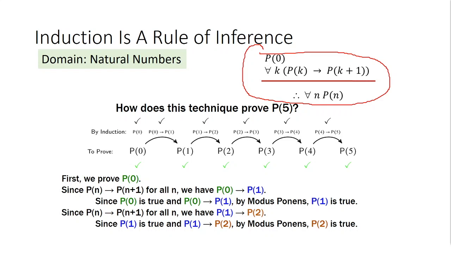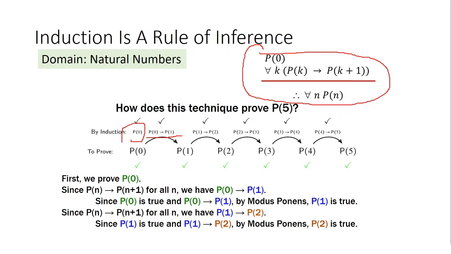So how can I apply this to prove P of 5? First, we have P of 0, that's true, correct? And we have this connection, P of 0 implies P of 1, that is true, correct? So that's why P of 1 is true. Next, we have another: now P of 1 is true, so we know P of 1 implies P of 2 is true.